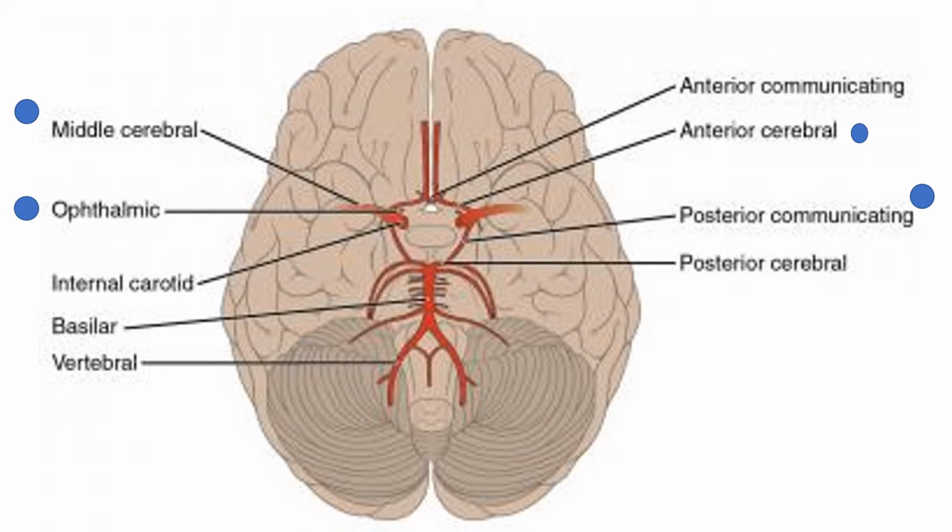Again, this is showing the bottom part of the brain. We're looking at the brain stem here. And you have the middle cerebral, ophthalmic, anterior cerebral, and posterior communicating. Again, it's part of the circle of Willis right here. So this is probably more so the inferior portion of the brain on the bottom.